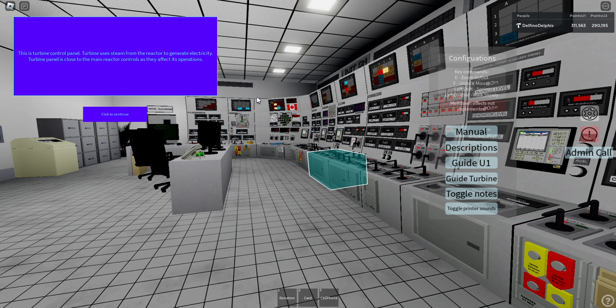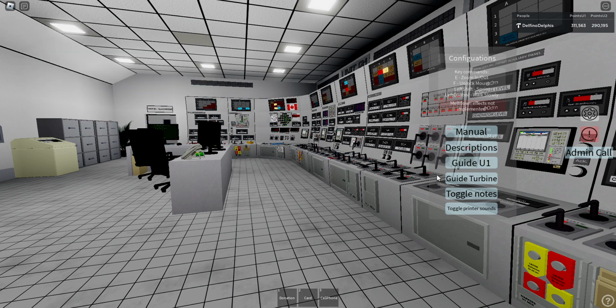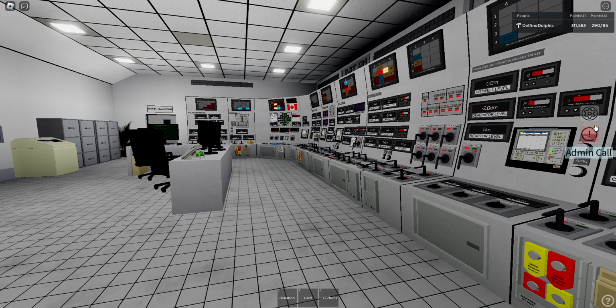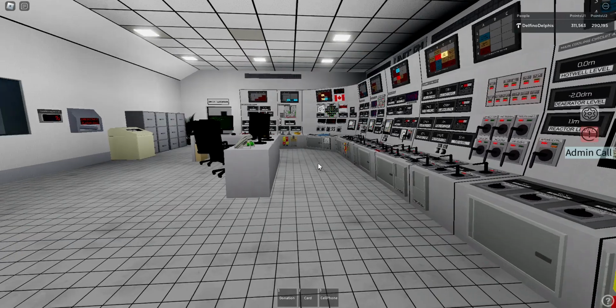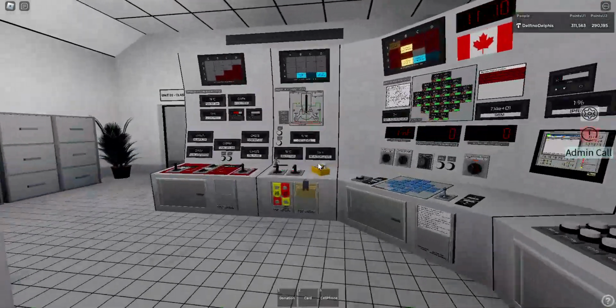So I encourage you to use it, but please do it on a private server so you are not interrupted by others, because this is designed for one person to do step by step. And okay, so let's start.